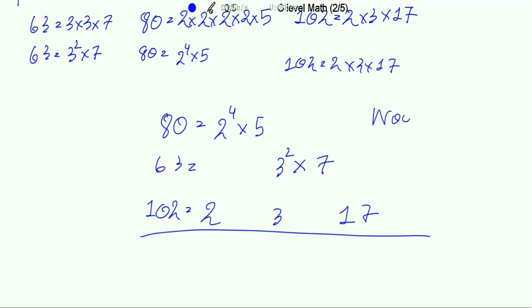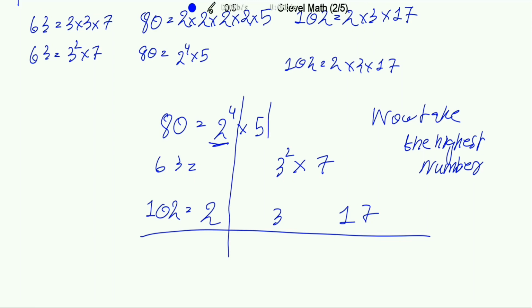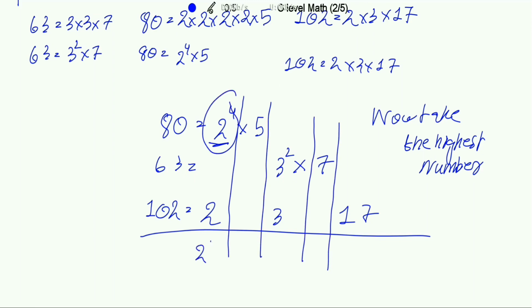Now take the highest power. I can see here that 2 to the power 4 is the highest, so we're going to write 2 to the power 4. For 5, there's only one 5, so we're going to write 5 down here. 3 to the power 2 is the highest for 3. 7 is the highest, 7, and 17, 17.